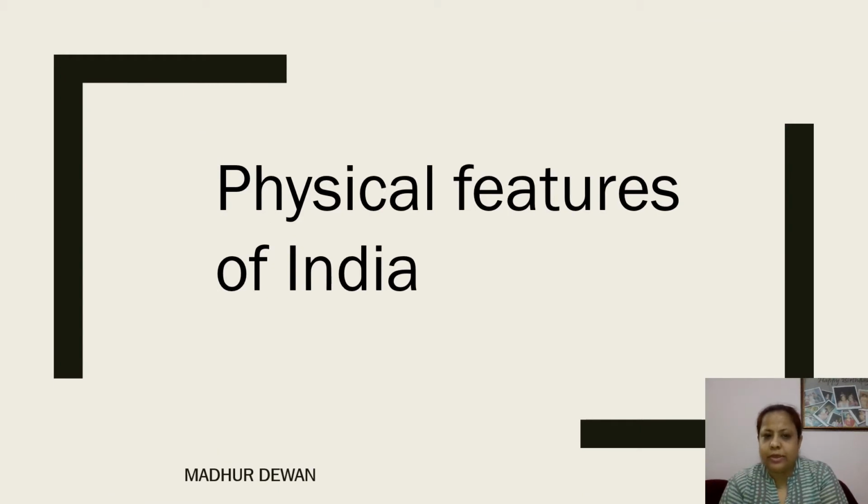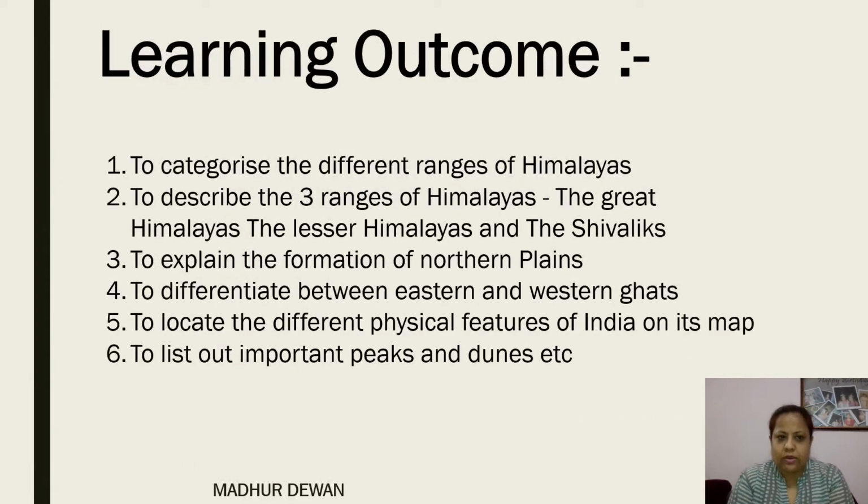Study chapter number 2, Geography, Physical Features of India. The learning outcomes: to categorize the different ranges of Himalayas. So there are three ranges. To describe the three ranges of Himalayas, the Great Himalayas, the Lesser Himalayas, and the Shivaliks. To explain the formation of northern plains, to differentiate between eastern and western Ghats, to locate the different physical features of India on its map, and to list out important peaks and dunes, etc.